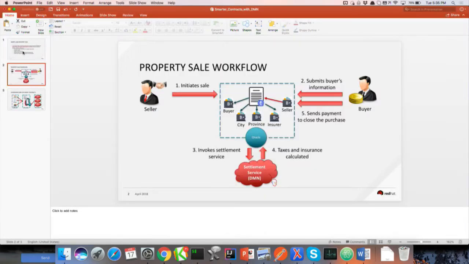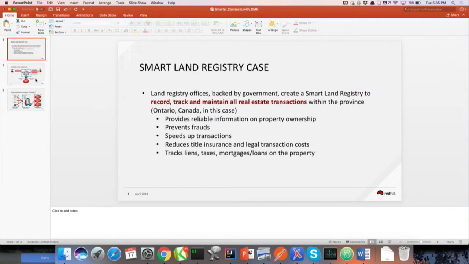I will cheat a little bit on the presentation here. I just need to show you the use case, what it is. The use case is a land registry office. I'm talking here about Canada, but it's probably the same everywhere else in the world. You have land registry offices, and they have to track the transactions that go on with a property. So what we will do here is create a smart contract that will manage the settlement of transactions with properties, like someone buying and selling. The goal is to provide reliable information about property ownership, prevent fraud, reduce cost, and so on.